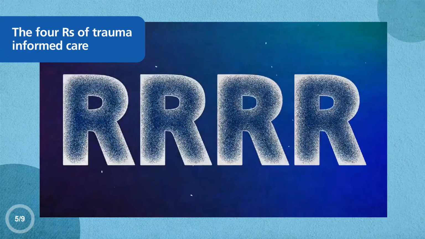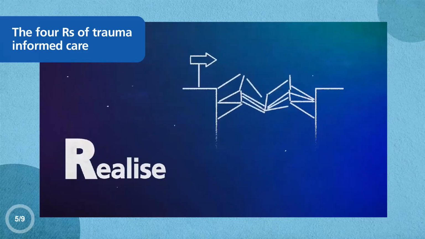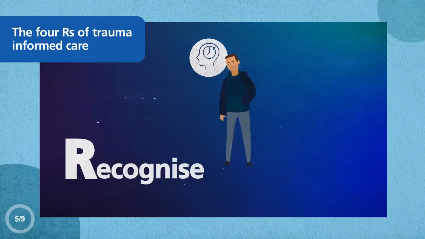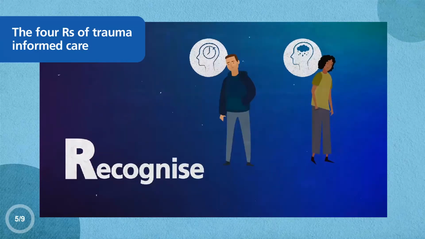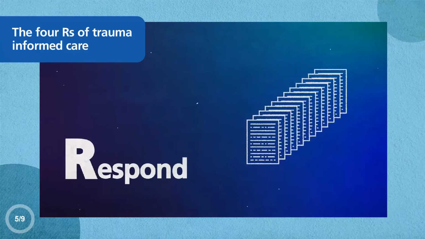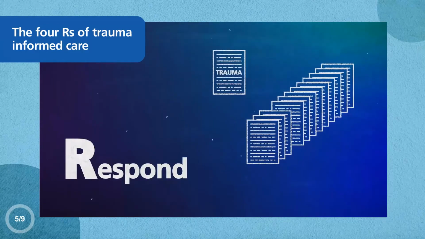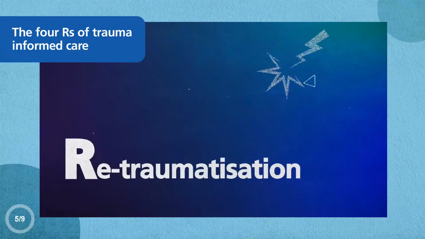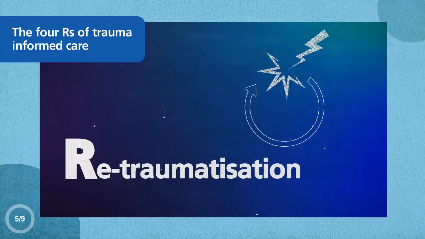A program, system, or organisation that is trauma-informed should aim to realise the widespread impact of trauma and understand potential paths for recovery, recognise the signs and symptoms of trauma, not only in our clients, but our staff and anyone involved in the services we provide. Respond by fully integrating knowledge about trauma into policies, procedures and practices. And seek to actively avoid or resist re-traumatisation.